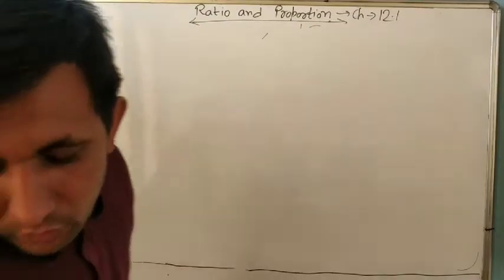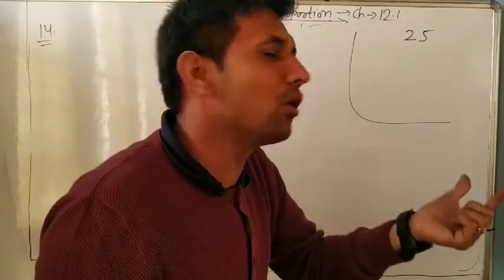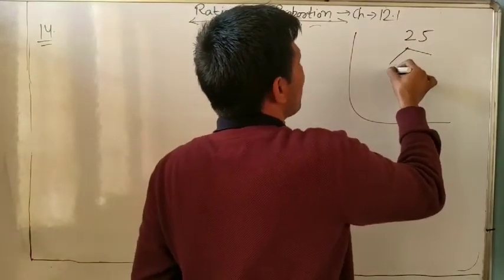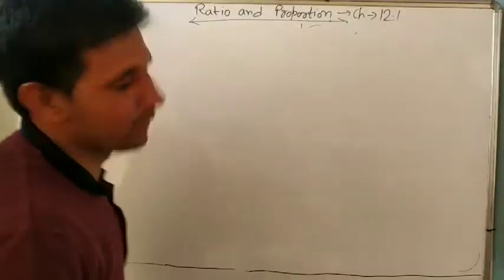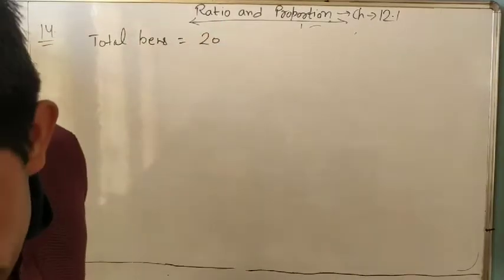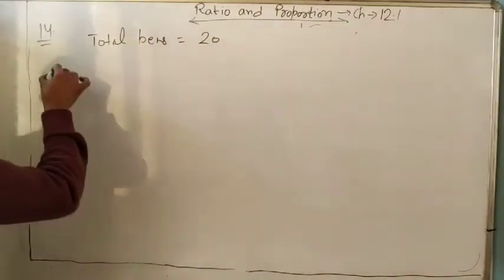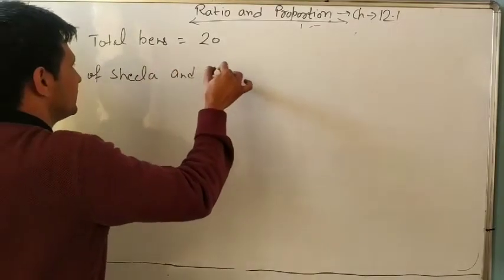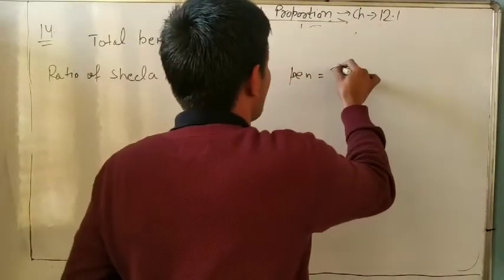What is given? Divide 20 pence. You have 20 pence, same as in the last question where the total weight was 25. Here we have 20 pence and have to divide it between Sheila and Sangeeta in the ratio of 3:2. Write the ratio of Sheila's and Sangeeta's pence.